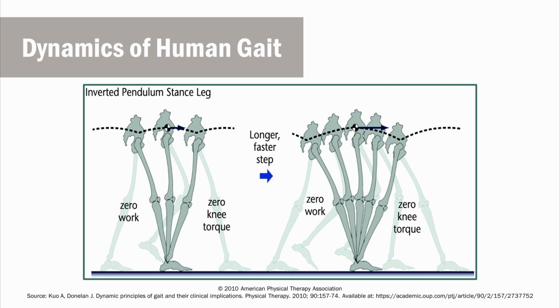The stance leg is essentially an inverted pendulum, allowing the center of mass to move in an arc, conserving the mechanical energy. And that explains the efficiency of gait. So no mechanical work is needed to lift the body. There's no actual knee torque to support the weight. And as the walking speed increases, so does the forward movement, with longer and faster steps.